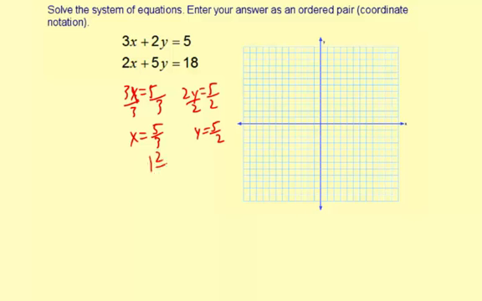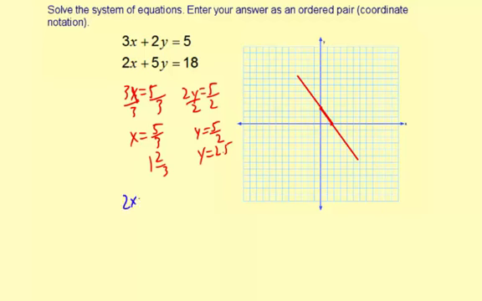5/3 is the same thing as 1 2/3, so I'm going to estimate about 1.6 when I plot the x-intercept. Right there. And y equals 5/2, that's y equals 2.5, so I'm just going to use 2.5 for a y-intercept. I'm going to draw very carefully here. Okay. Now for the second equation, we'll switch colors.